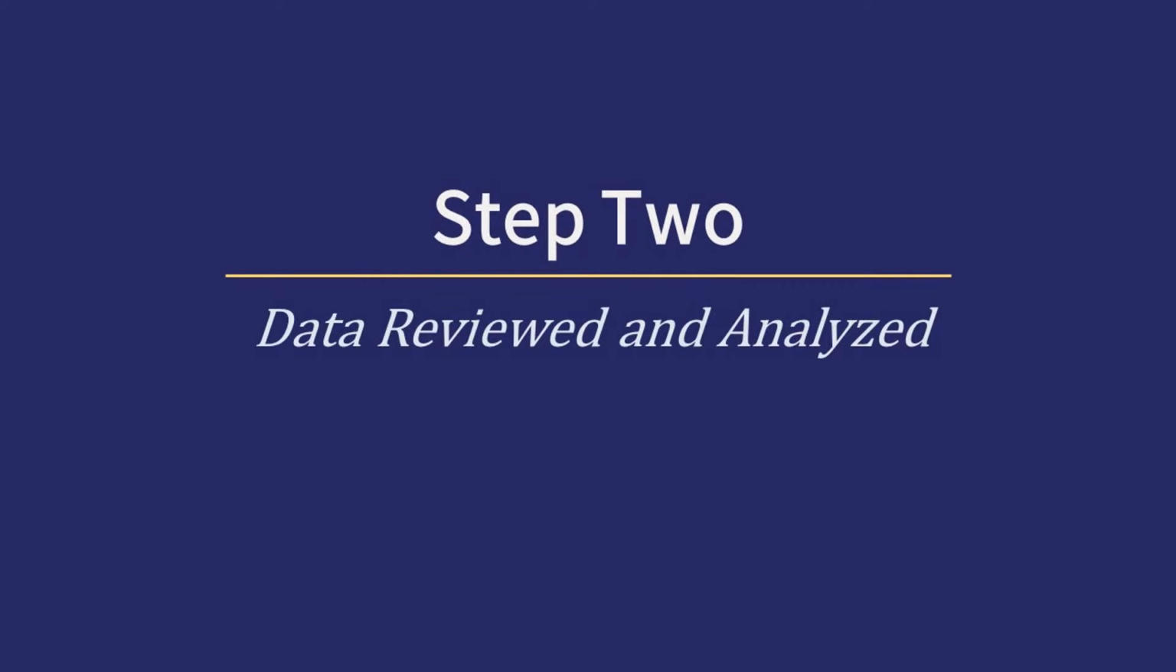The second step in determining a level of service is to consider the data reviewed or analyzed and assigning a level, similar to step 1. Admittedly, this step is a little more confusing, but with a little practice can be mastered without too much difficulty. First, let's define what counts as data that can be reviewed or analyzed.